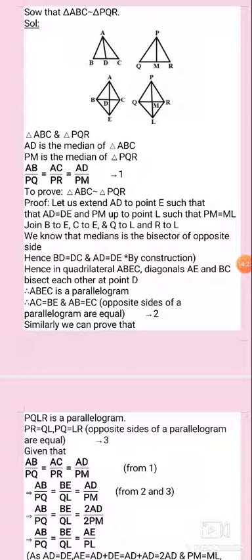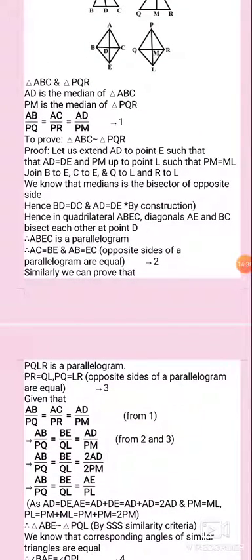This implies AB by PQ is equal to BE by QL is equal to 2 by 2, and the 2s are cancelled. At last, what do we get? AE by PL. So AD by PM is there. It's the same as AE by PL. As given, AD is equal to DE, AE is equal to AD plus DE, and AD plus DE is the same as twice of AD. And PM is equal to ML. PL is equal to PM plus ML, which is equal to PM plus PM, which is twice of PM.